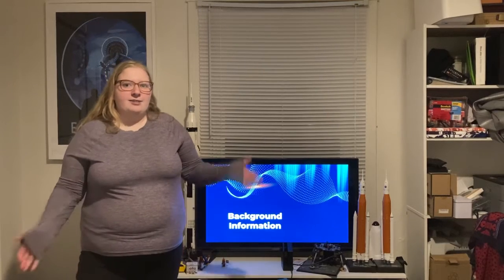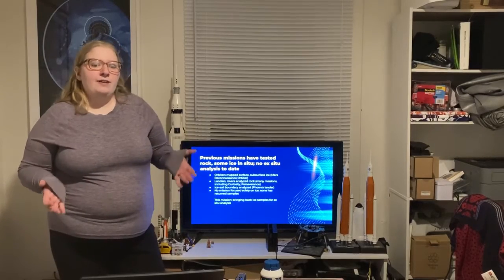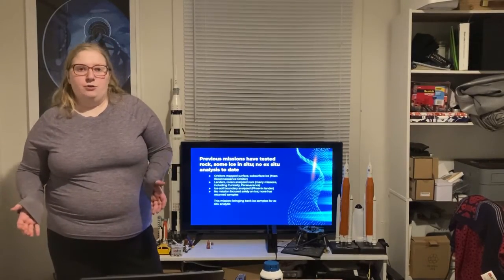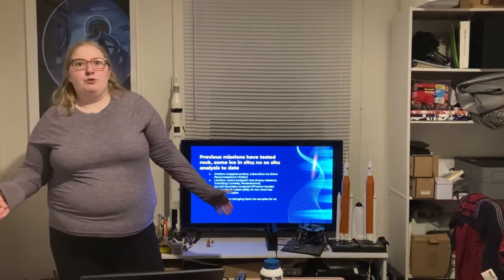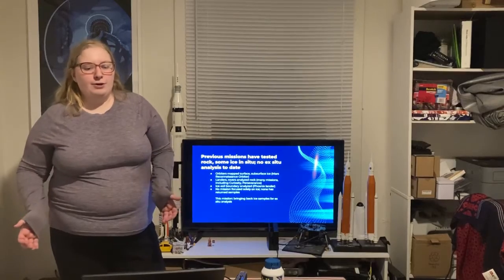Okay, let's go ahead and discuss some background information for the mission. Previous Mars missions have tested ice and rock samples in situ. Most of that has been testing of rock samples, but to date, no samples have ever been returned from Mars, and there has never been any ex situ testing of samples from Mars.